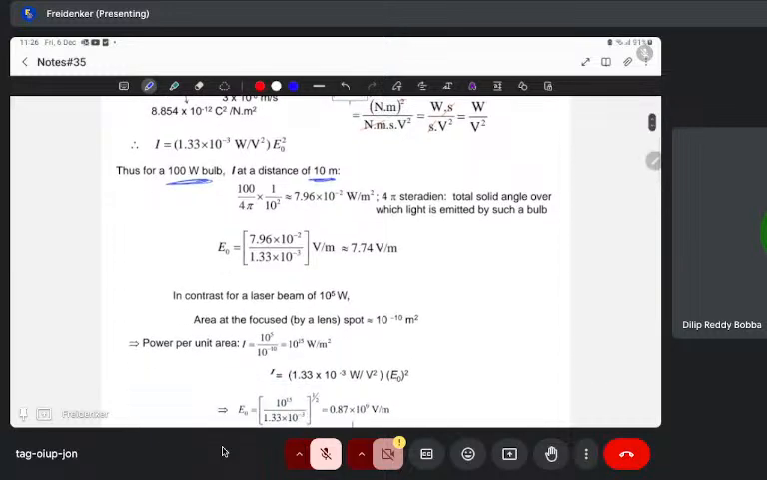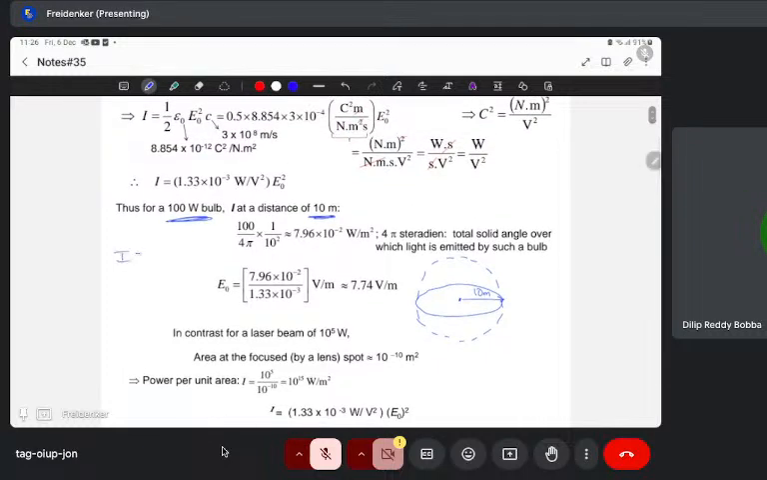So there is some bulb, and they want you to find the intensity at 10 meters. But if a bulb is turned on, light will spread in all directions. So you'll get a sphere of some sorts.